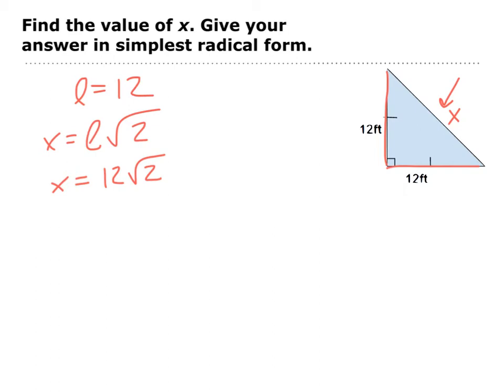What would be easier, the Pythagorean theorem or this? All you need to do is, if it's a 45, 45, 90 triangle and the leg is 12, you automatically, without doing any math, know that the hypotenuse is 12 times square root 2. So do we just leave it there? That's the answer. That's simplest form.